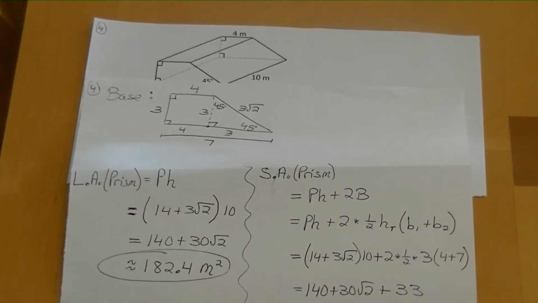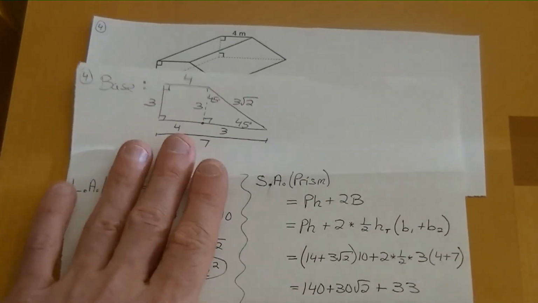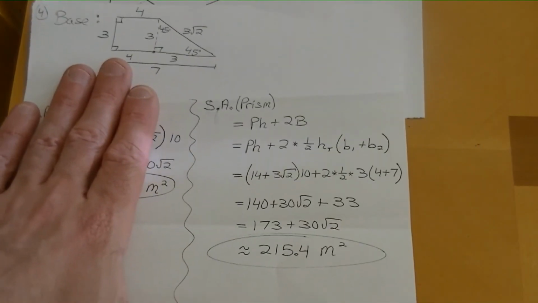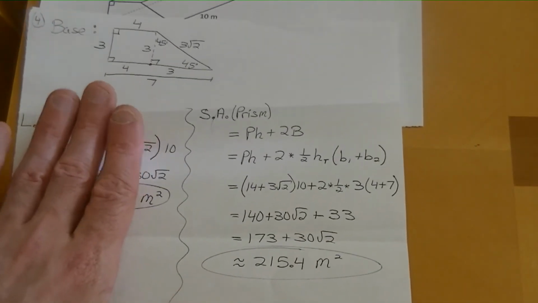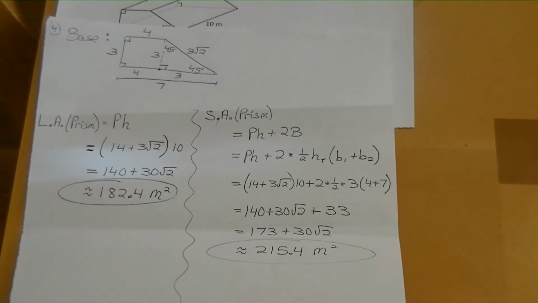Now, I did say round off to the nearest tenths, but just to avoid calculator issues, I distributed that 10 to make it 140 plus 30 root 2. So 184.2 meters squared for lateral area. How about surface area? Surface area means we have to add the areas of the bases.